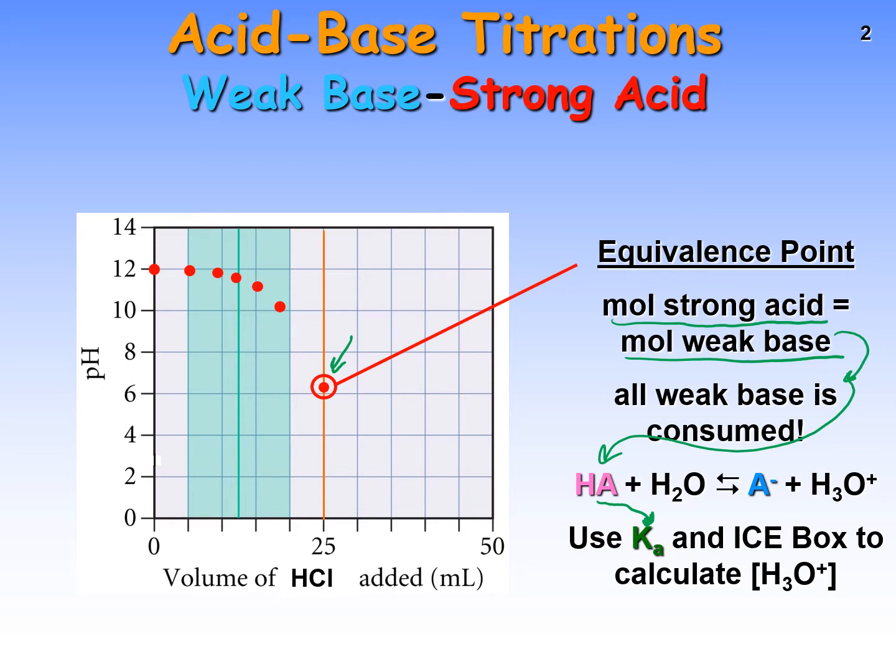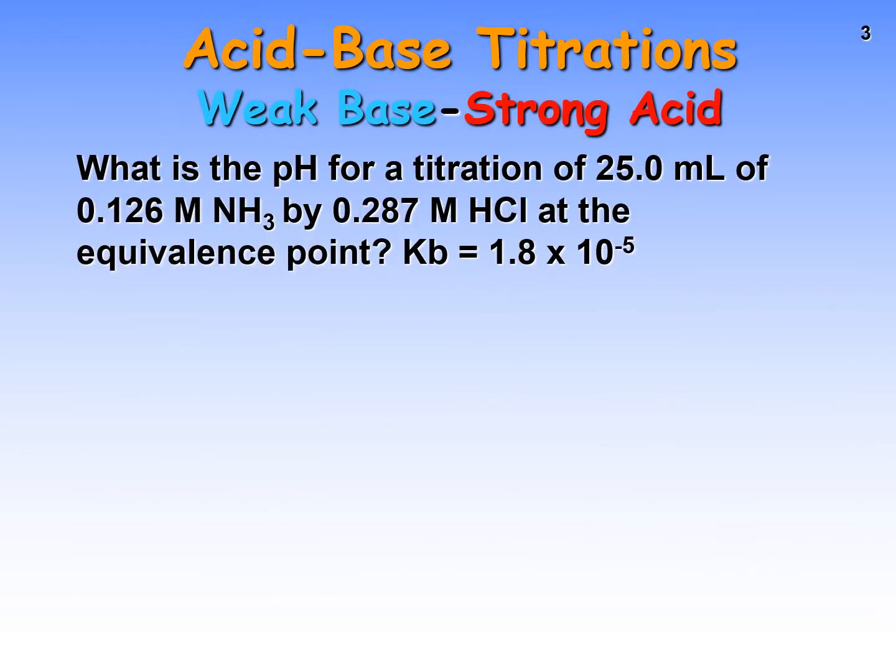So let's do an example. All right, we're going to use that same data that we had from last time. What is the pH for a titration of 25 mL of 0.126 molar NH3 by 0.287 molar HCl at the equivalence point? Kb is 1.8 times 10 to the negative 5.